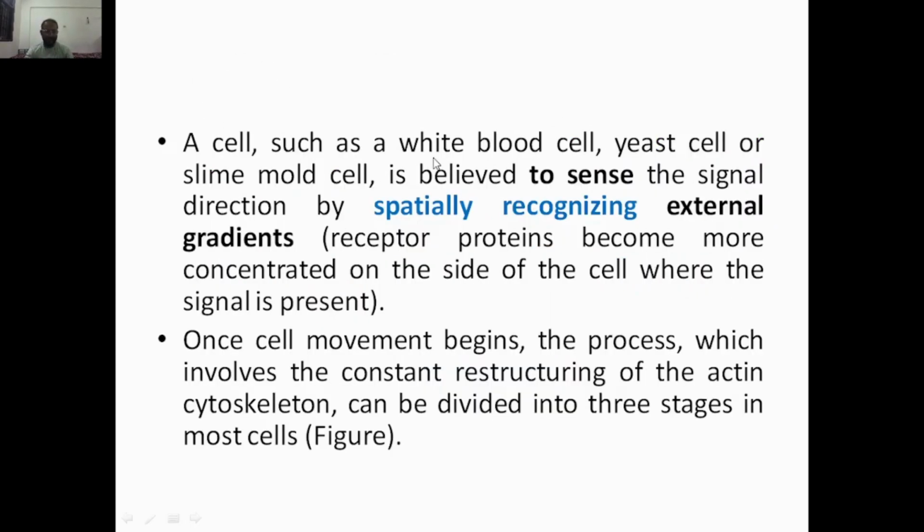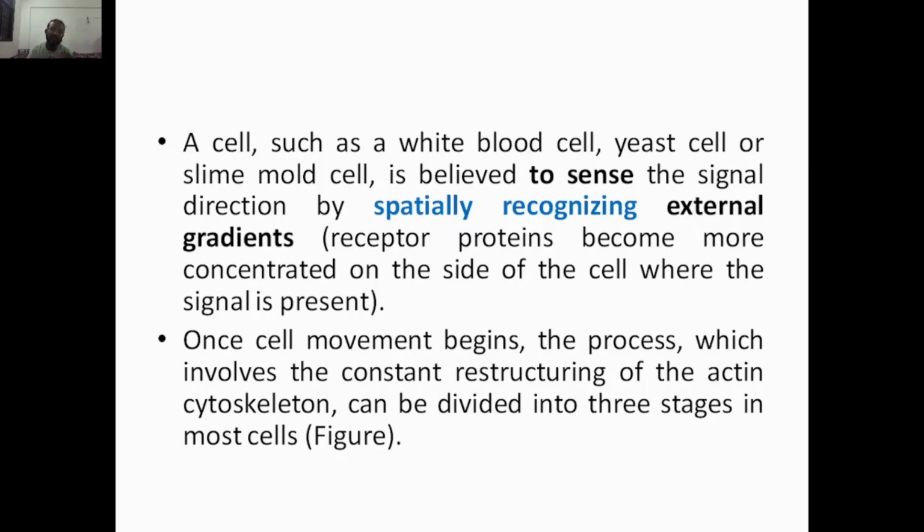Now a cell such as a white blood cell, yeast cell or slime mold cell is believed to sense the signal direction by spatially recognizing external gradients. So these WBCs, yeast cells and slime molds sense the signal directions coming from spatially recognized external gradients, like receptor proteins becoming more concentrated on the side of the cell where the signal is present. Wherever the signal is present, obviously the receptor proteins will tend to move to that side.